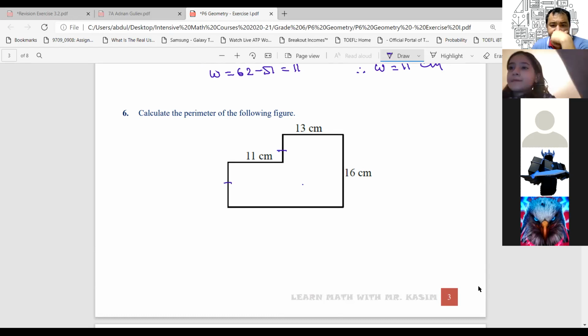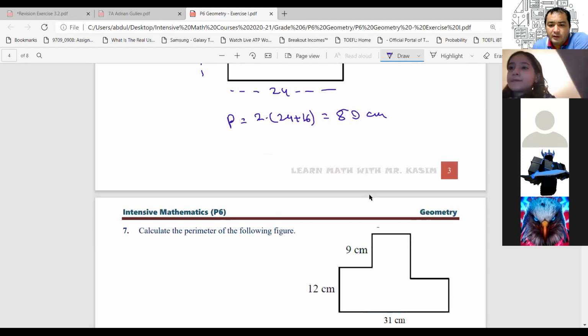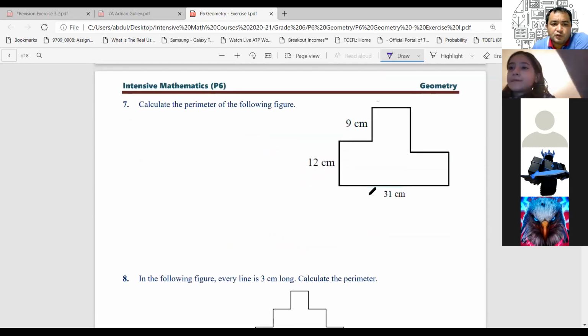This plus this, from here till here, it is 16, right? And from here till here, 11 plus 13, that is 24, right? So it becomes a rectangle. The perimeter is 2 times 24 plus 16, that's equal to 80 centimeters. That's correct. I did it like this. I also got 80. Very good. I did it another way, but I got the same. How about this question? 1.5 minutes. Question 7.